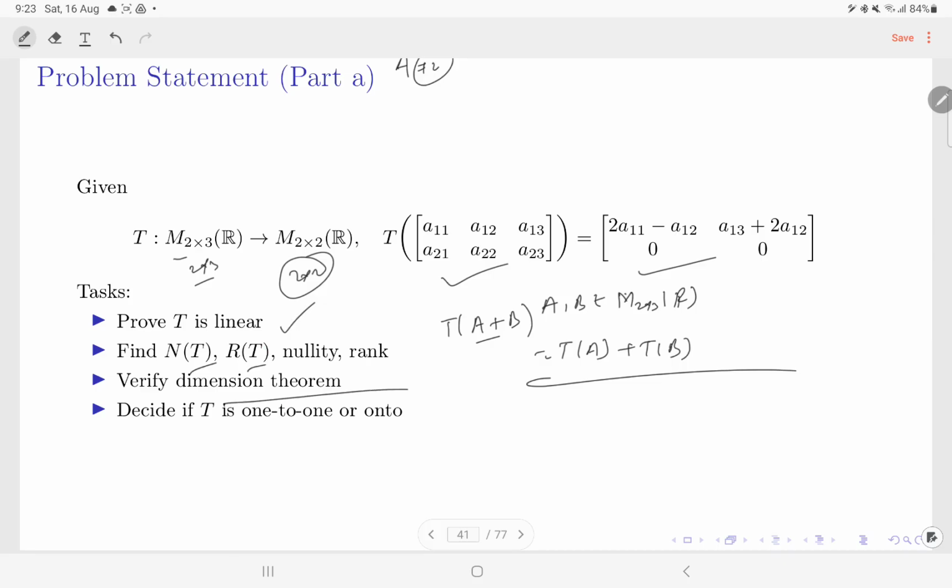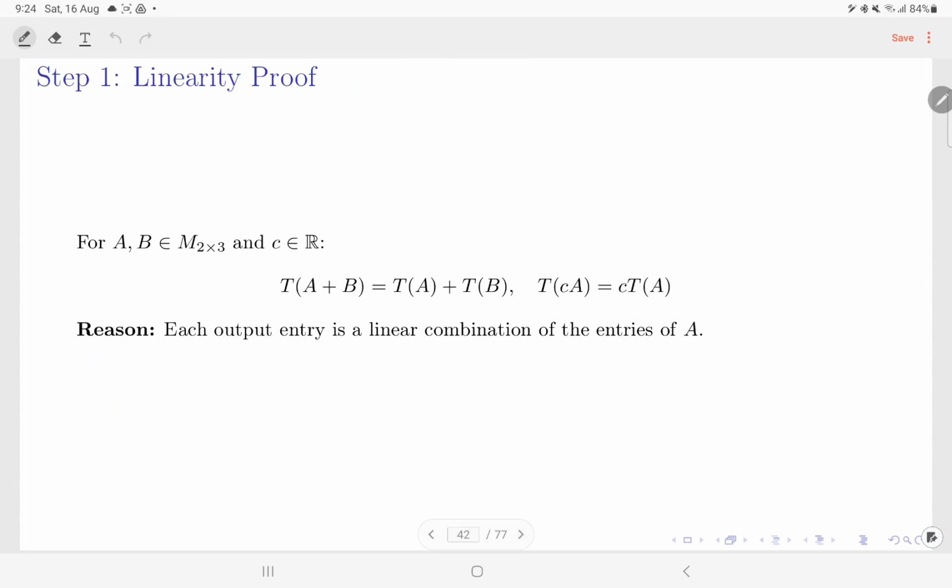Yes, and then verify the theorem, because I have already discussed it. Let's briefly go over the solution. First you have to show the linearity proof. You have to show the first property and then the second property, where C comes from your field R, and where A and B come from your vector space, because your transformation is given from M2 cross 3 over R, this is your field, to M2 cross 2 over R.